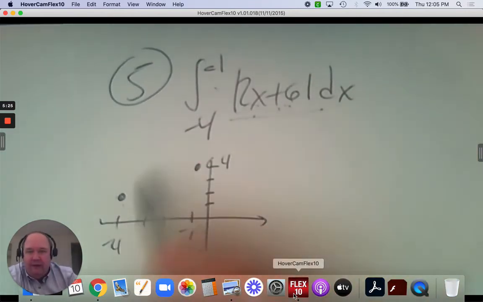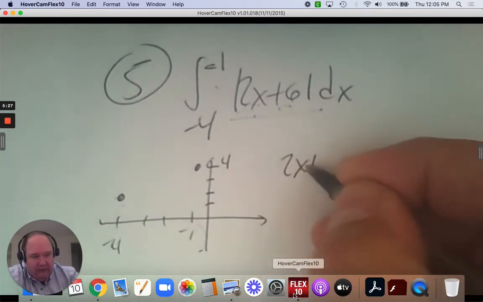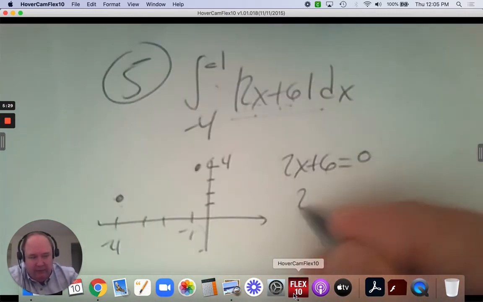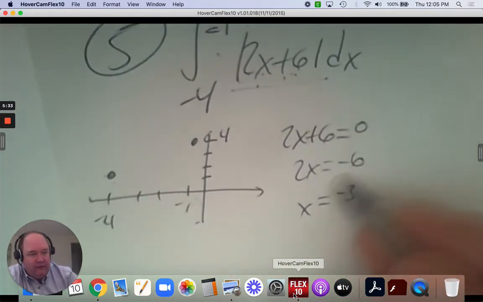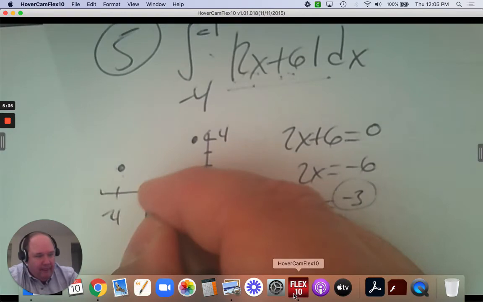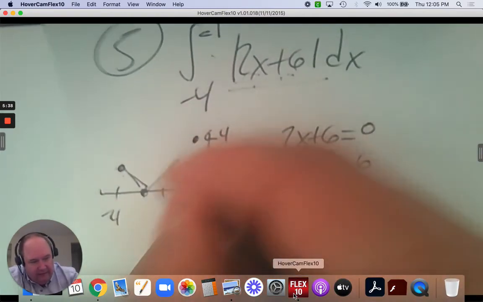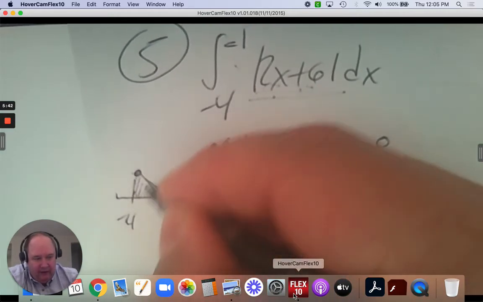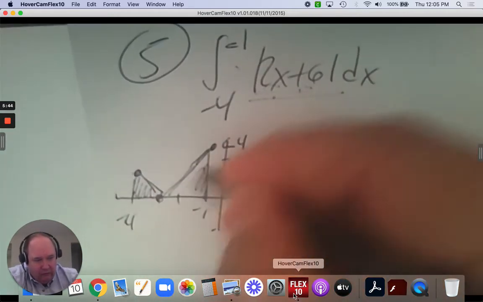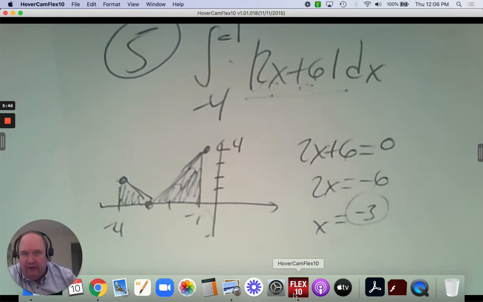And the last thing I need to find is the vertex. So to find the vertex, take what's inside the absolute value bars, make it equal to 0, and solve it. And you can see the vertex is at -3 and 0. And then you can make your v. That's what the picture looks like. To integrate this, we're going to find the area under both. That means there are two triangles that we're going to find the area of to get our answer.